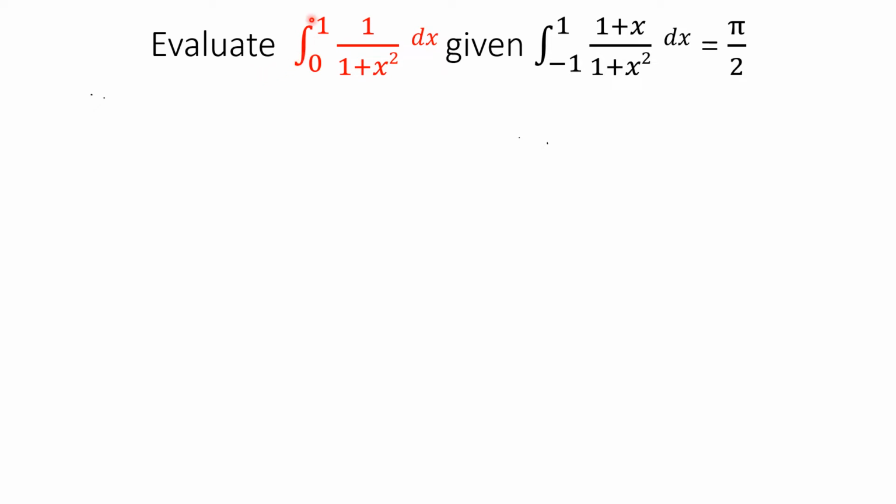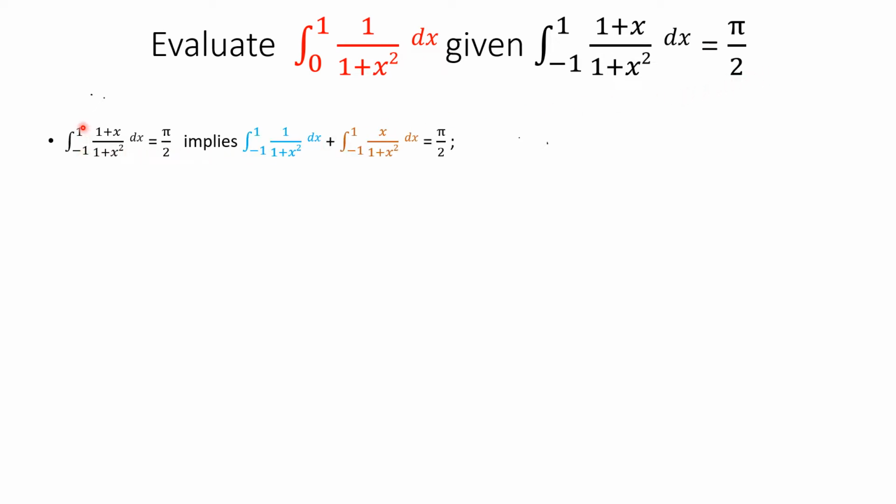Evaluate the integration between 0 and 1 of the rational function 1 divided by 1 plus x squared dx, given the integration between negative 1 and 1 of the rational function 1 plus x divided by 1 plus x squared dx equals pi over 2.